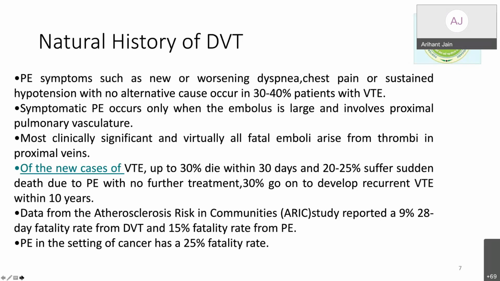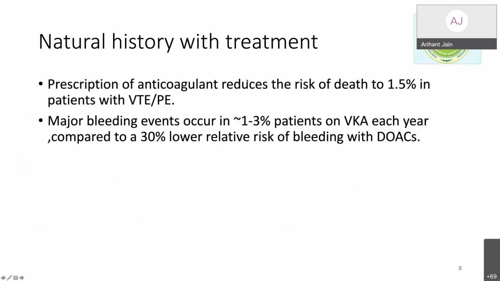Now what will happen if you treat them? We said that around 30% will die if untreated, but if we give them a timely prescription of anticoagulation, that will reduce the risk of death to 1.5% in patients with VTE or pulmonary embolism. So from 30%, your mortality has come down by just timely giving anticoagulants and diagnosing DVT or PE. That's why it is very important. And somebody might argue, no, they will have the risk of bleeding.